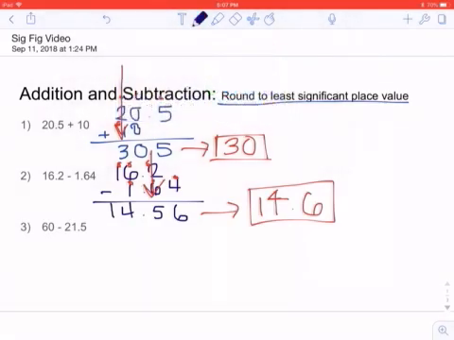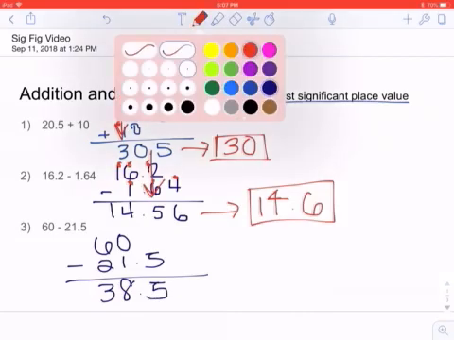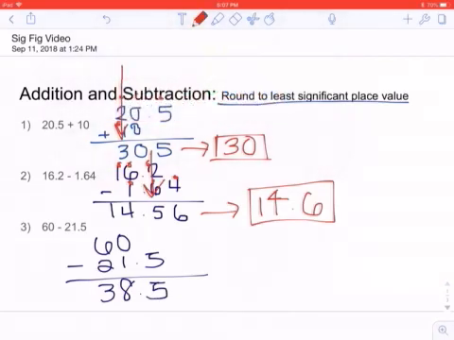And then for my last one, I'm going to have 60 minus 21.5. Again, lining up my decimal places. 60 minus 21.5 will give me 38.5. I'm going to place a dot above all numbers that are significant.